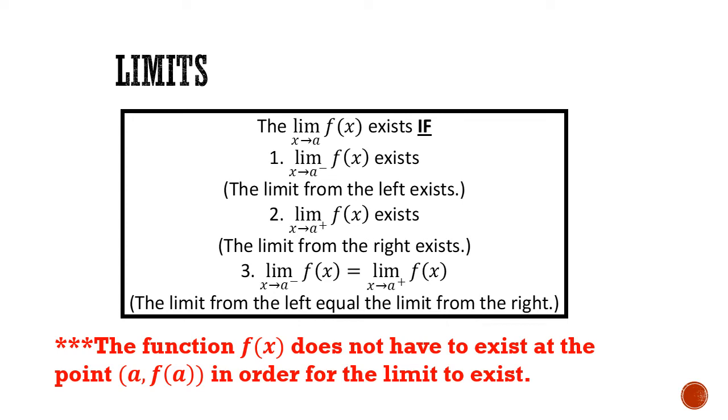Also, it's important to note that this function f of x does not have to exist at that point, f of a, in order for the limit to exist. So what this means is you could have a limit at a point, and we're talking about x approaching a, as long as it exists from the left side, the right side, the limits of the left and the right equal each other, but it doesn't have to exist at that point.